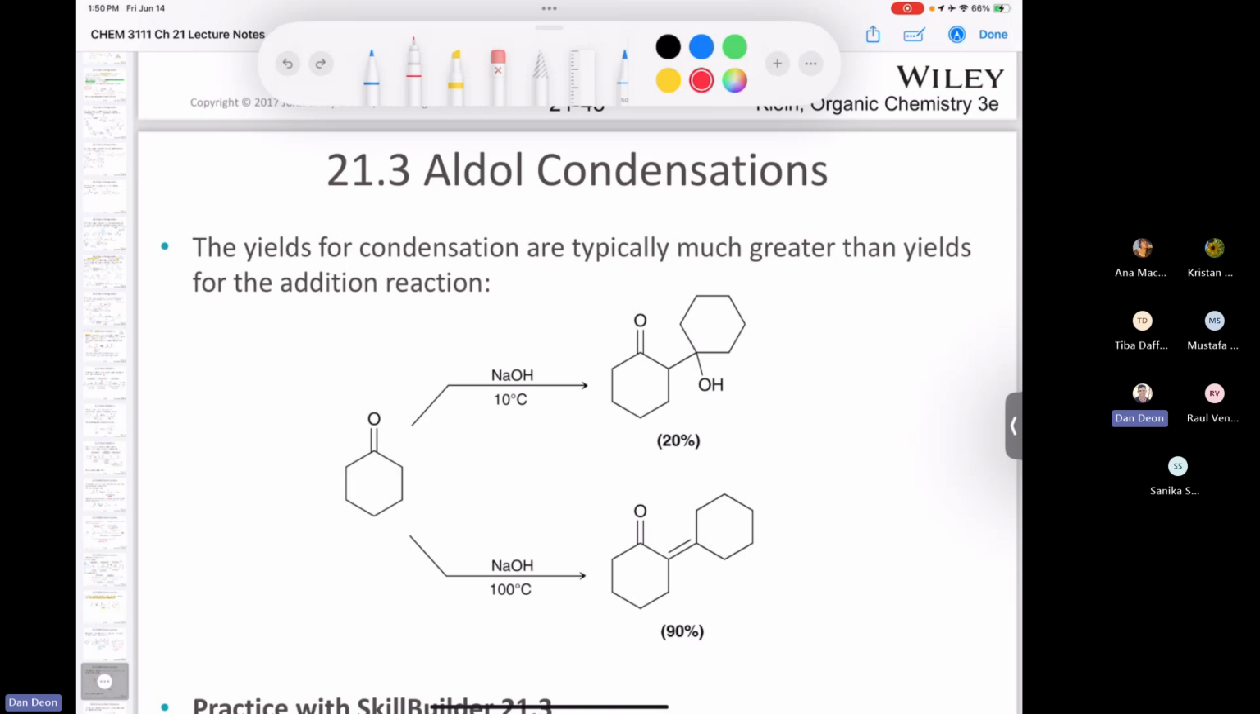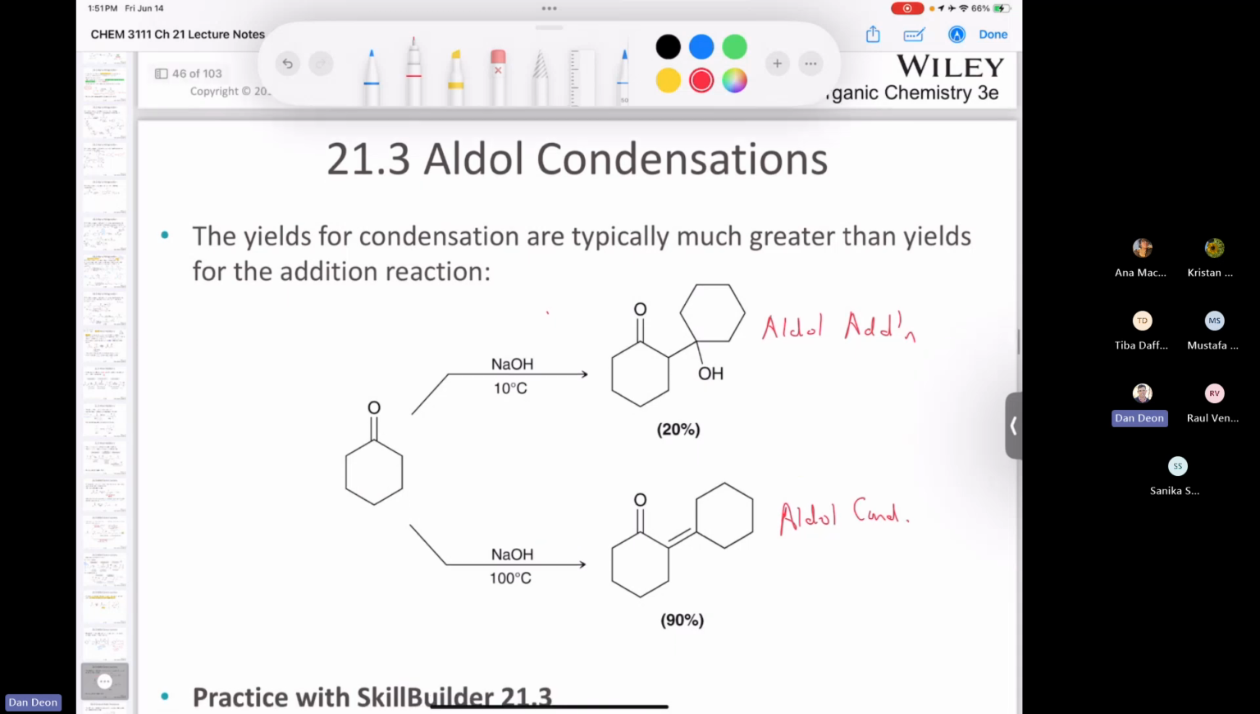You see here that if you take cyclohexanone and you put it in sodium hydroxide, and this would be like, you know, put some ice in there or something, you only end up with the beta hydroxy ketone. So this is the aldol addition product in a pretty low yield, whereas this is the aldol condensation product, and you end up with that in a really good yield when you warm it up. Okay, so aldol condensation, a lot more useful.